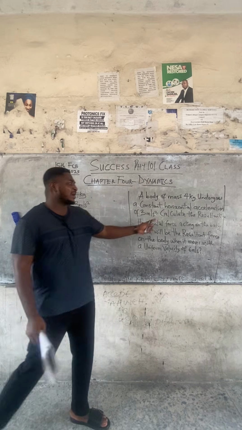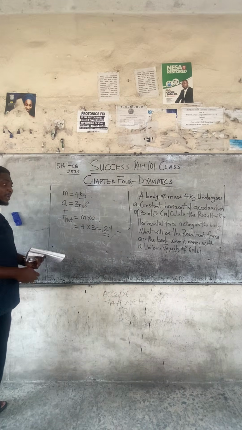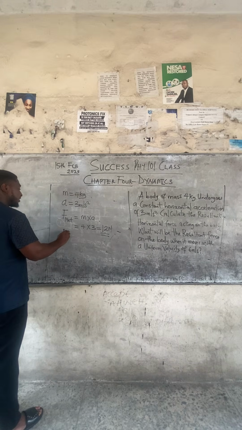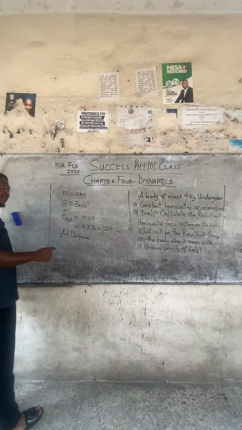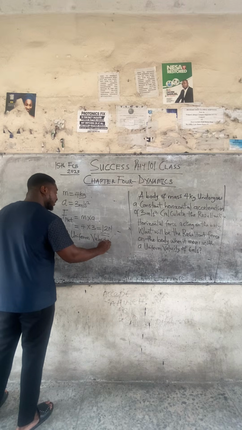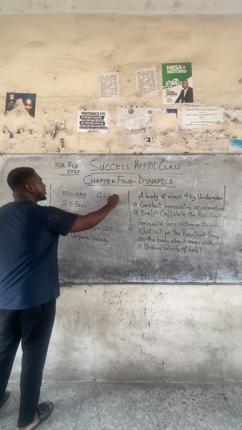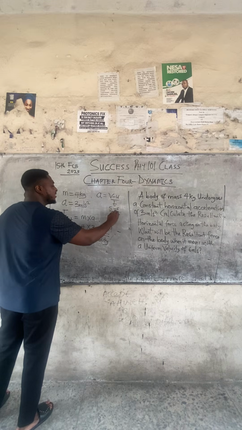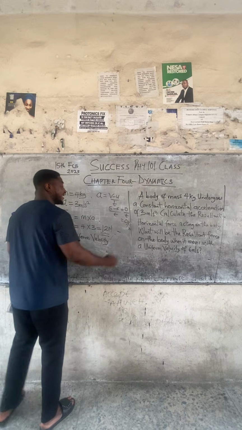But the second part says calculate the resultant force on the body when it moves with a uniform velocity of 6 meters per second. Class, note that at uniform velocity, acceleration is 0. Uniform velocity means there is no change in velocity, so initial and final velocities are the same. Acceleration is change in velocity over time. If this is 5, this is also 5. Whatever the time is, 5 minus 5 is 0, and 0 over t is 0.